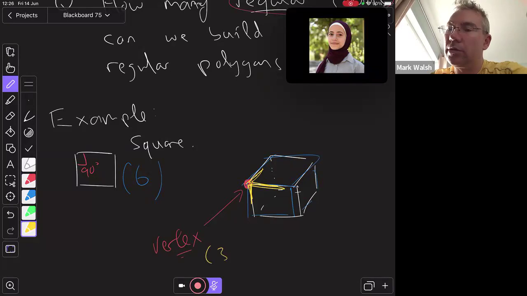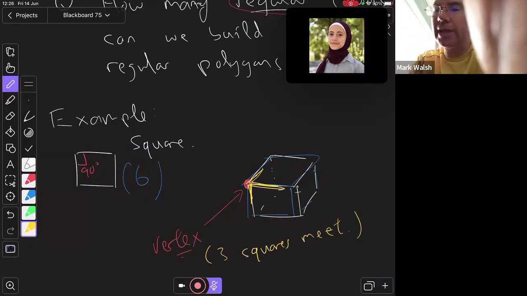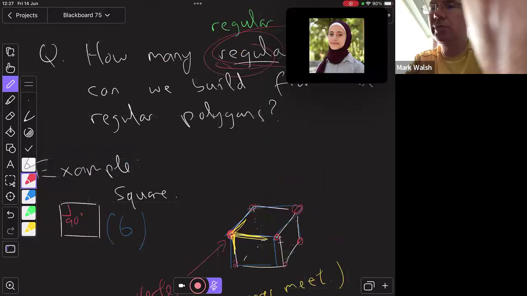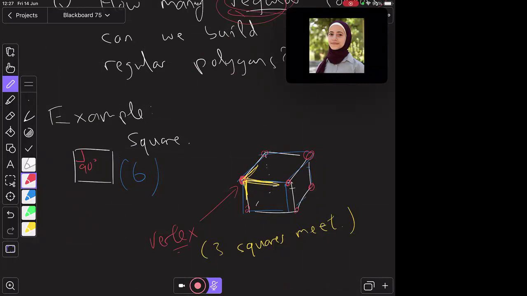3 squares meet. Notice this is the same everywhere, right? If you take any other vertex, you always have three squares meeting, and the angles are always the same. So you can see the symmetry here. You have the same number of angles, the same size meeting at every single vertex. The faces are all the same. They're all squares. So this is what I mean by regular, okay? The symmetry. Does that example make sense? Yes. Okay, everyone else is happy with that? Great.